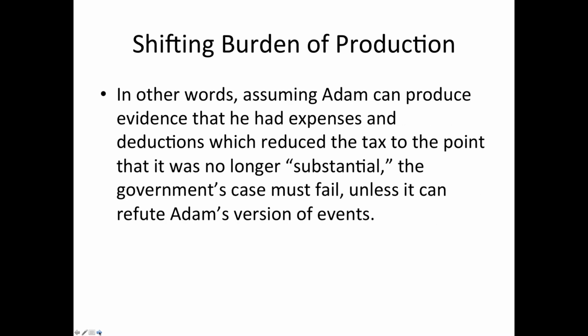So assuming Adam can produce evidence that he had expenses and deductions which reduced the tax to the point that it was no longer substantial, the government's case must fail unless it can rebut Adam's version of events. Because again, the key term here is substantial. Substantial tax due and owing, not insubstantial, not inconsequential, not low. And again, this is for reasons that we discussed before.